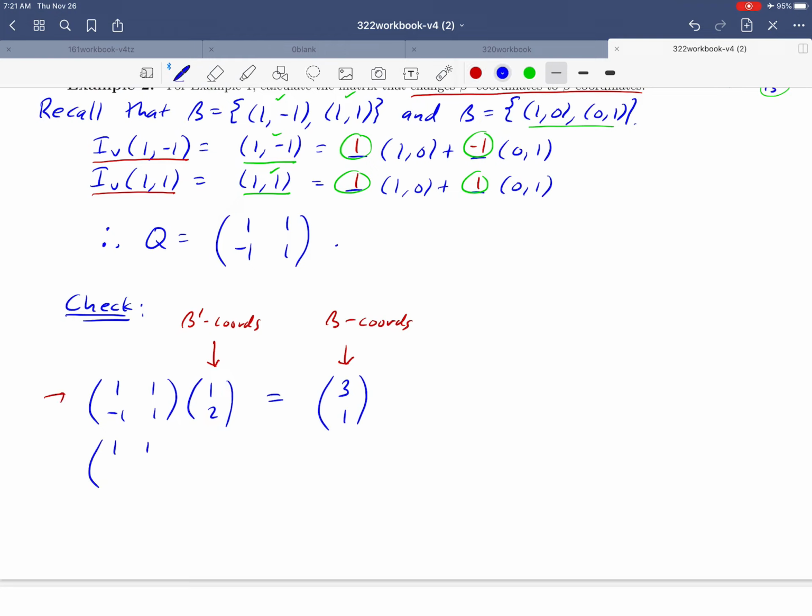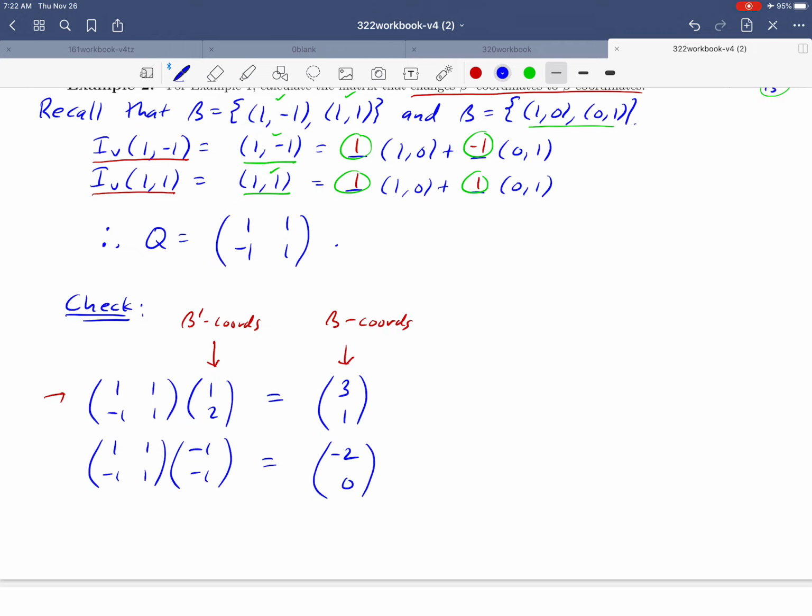Let's try that with one more. If we take the matrix with rows (1, 1) and (-1, 1) and multiply it by (-1, -1), which also happens to be a vector that was in our table, we get 1 times -1 plus 1 times -1, that's -2 up here. Then looking at the second row, -1 times -1 plus 1 times -1 gives us a 0.